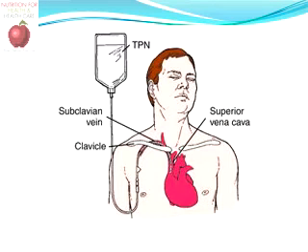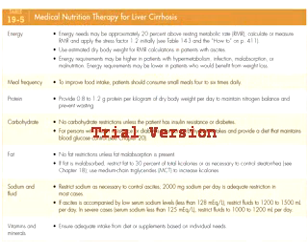Here's what IV nutrition looks like. This particular type of nutrition is called TPN, or total parenteral nutrition. Total parenteral nutrition is IV nutrition delivered through a large central vein, like the subclavian vein. Here are those medical nutrition therapy recommendations we went over for liver cirrhosis.